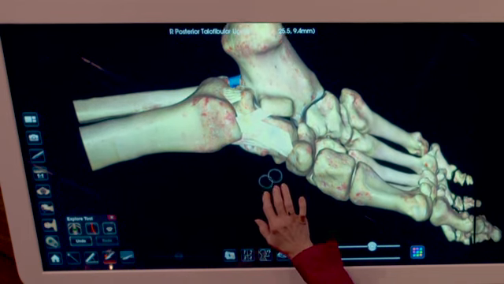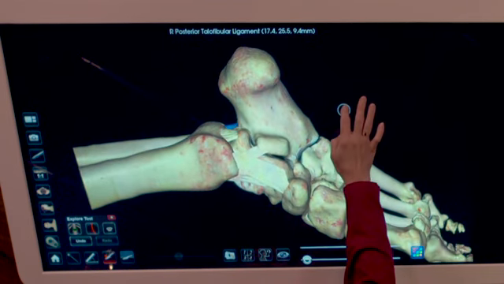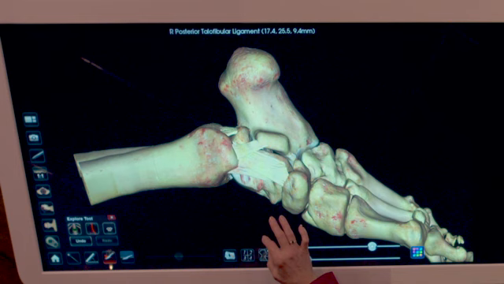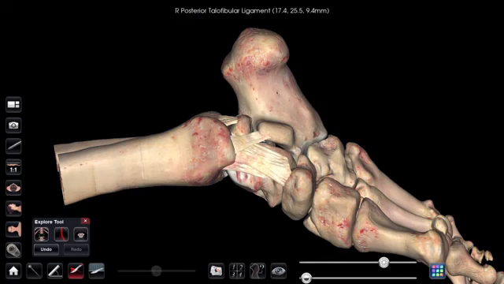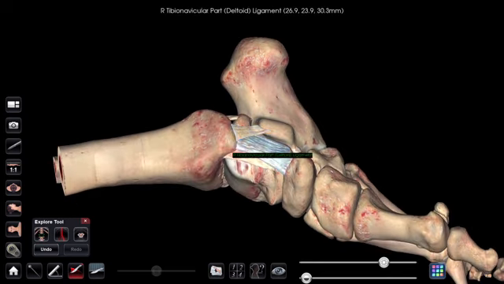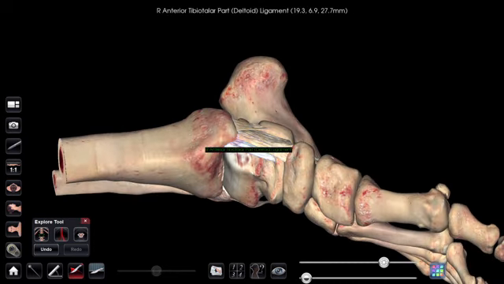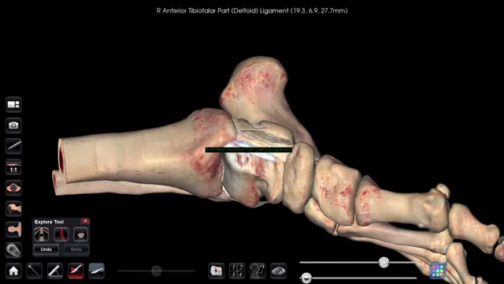If we look at the deltoid ligament of the medial aspect of the ankle, we can see the posterior tibiotalar ligament, the tibiocalcaneal ligament, the tibionavicular ligament, and the anterior tibiotalar ligament. Those comprise the stronger ligaments of the ankle at its medial aspect.